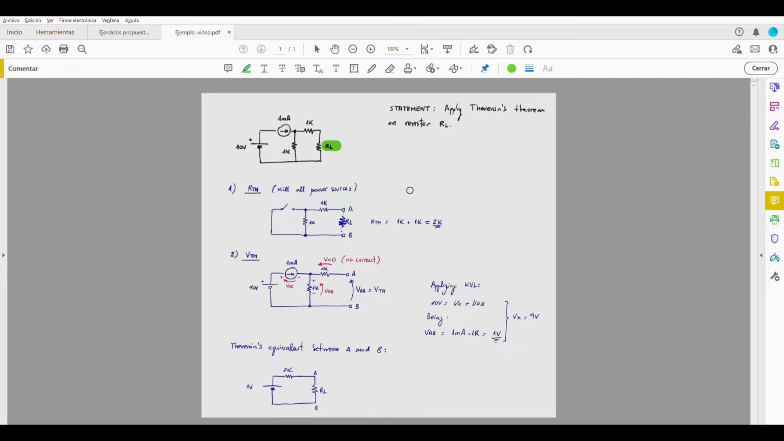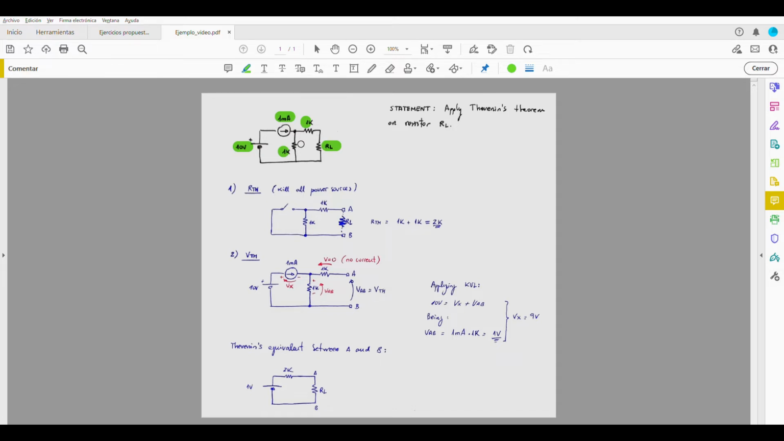Here, this is the resistor. So we have to take a look at the circuit just to check what we have. We see here a 10 volt power source, a 1 milliampere current source, and two resistors, two 1K resistors. To apply Thevenin's theorem over the resistor RL, this load resistor, what we have to do first is just remove the resistor. Okay, so if we remove the resistor, the circuit we have is the rest.